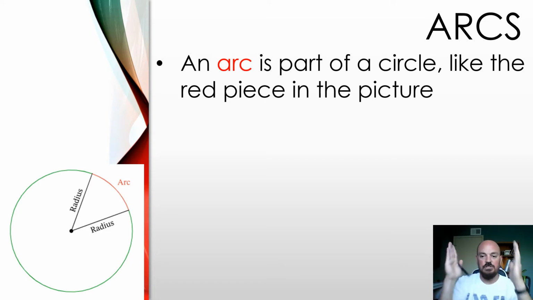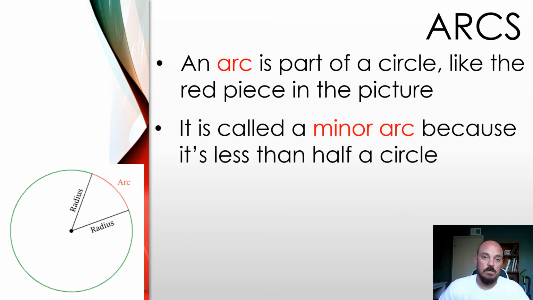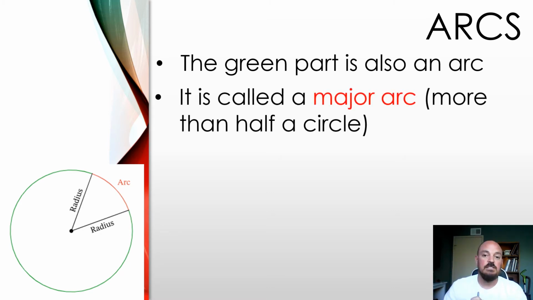If you take any circle and just say, I'm just going to look at this part, just from here to here, that's what we call an arc. Now the red arc in this picture, to be more specific, is what we call a minor arc, because minor means smaller. Any arc that's less than half of a circle is called a minor arc. The green part of the circle is also an arc. It's a major arc because it's more than half of a circle. So this picture has two arcs in it. The red one is a minor arc, the green one is a major arc.